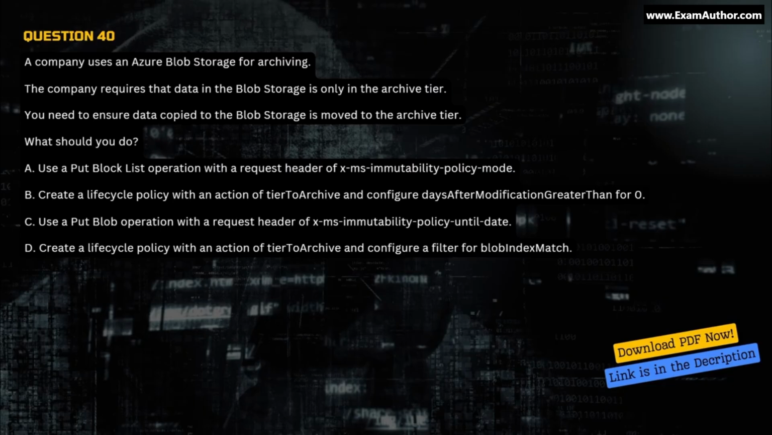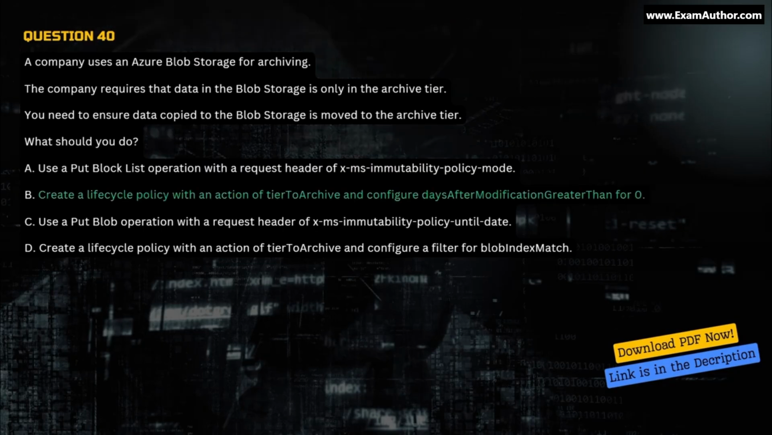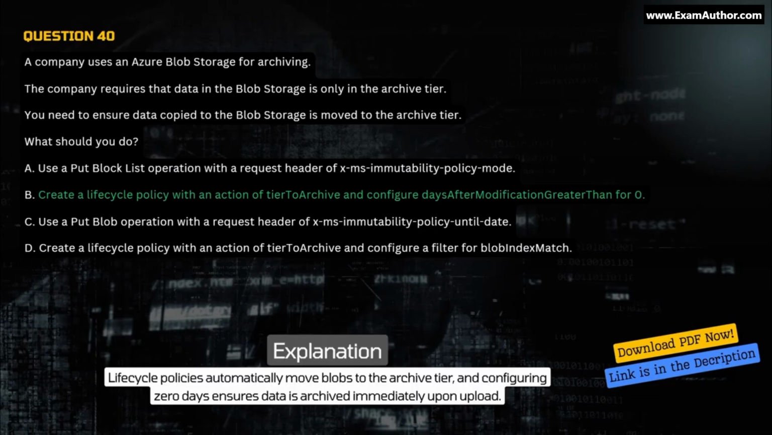B. Create a lifecycle policy with an action of tier to archive and configure days after modification greater than 0. C. Use a put blob operation with a request header of x-ms-immutability-policy-until-date. D. Create a lifecycle policy with an action of tier to archive and configure a filter for blob index match. Correct answer B. Create a lifecycle policy with an action of tier to archive and configure days after modification greater than 0. Explanation. Lifecycle policies automatically move blobs to the archive tier, and configuring 0 days ensures data is archived immediately upon upload.